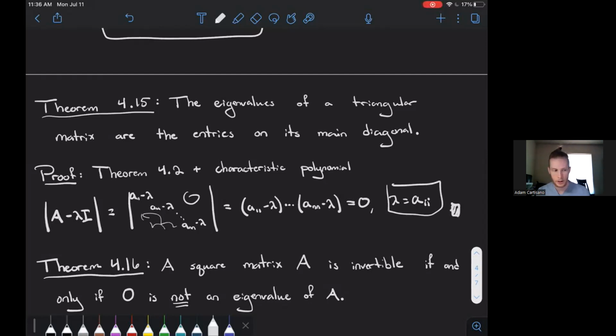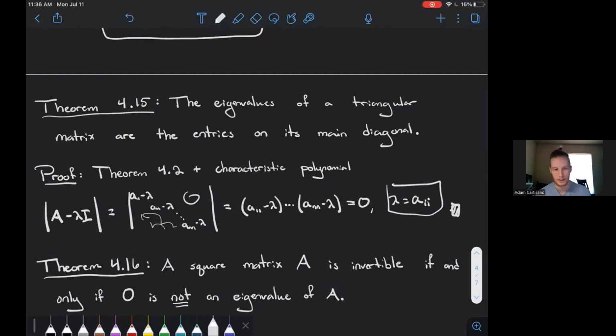Unfortunately, row reduction does change the eigenvalues of a matrix. So if you do row operations, you do not preserve the eigenvalues. So it's not like we can just say, oh well, in that case, let me just put it in row echelon form and then take the determinant and I'm done. No, unfortunately, that is not how it goes.